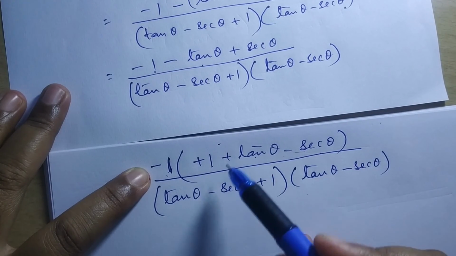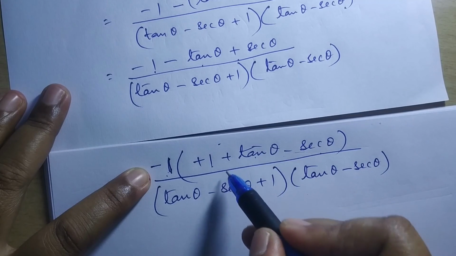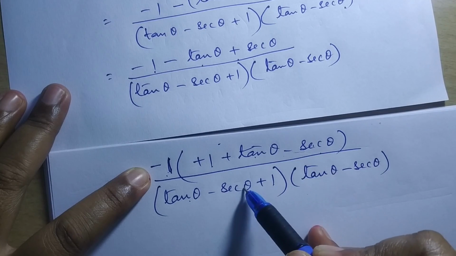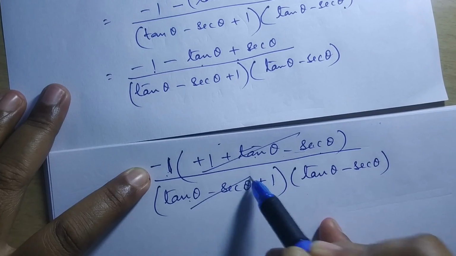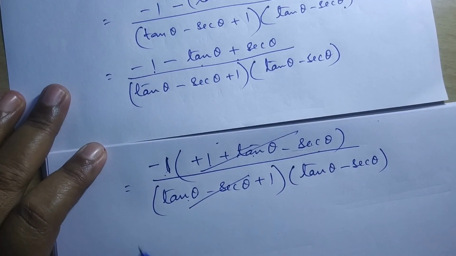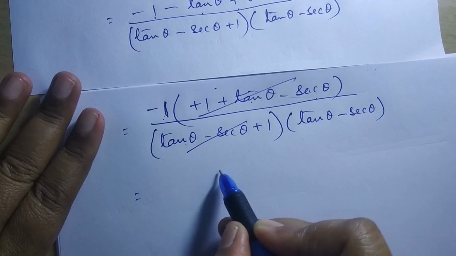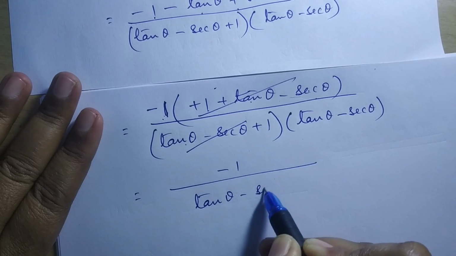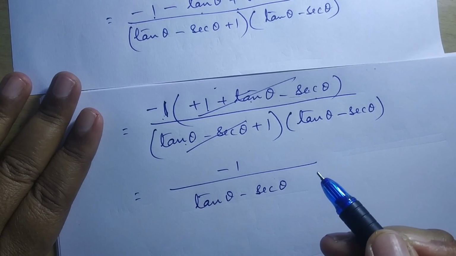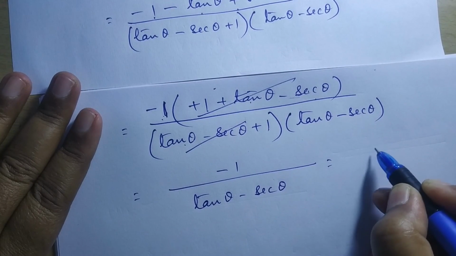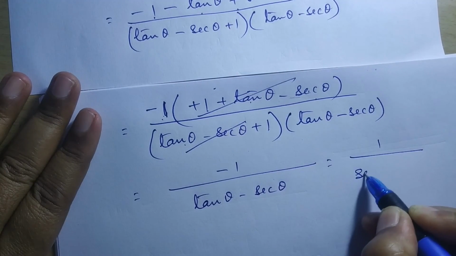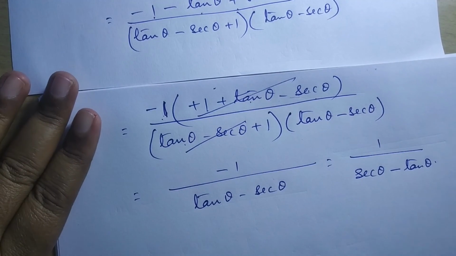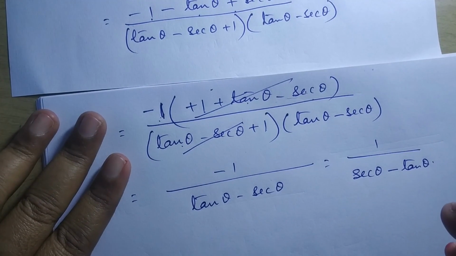Now what do you find in these two expressions? Can I cancel? See, plus 1 plus tan theta minus sec theta. So these two can be cancelled. Now what do I have? I have minus 1 by tan theta minus sec theta. Or I can write it as 1 by sec theta minus tan theta. Clear? Can I write? Okay.